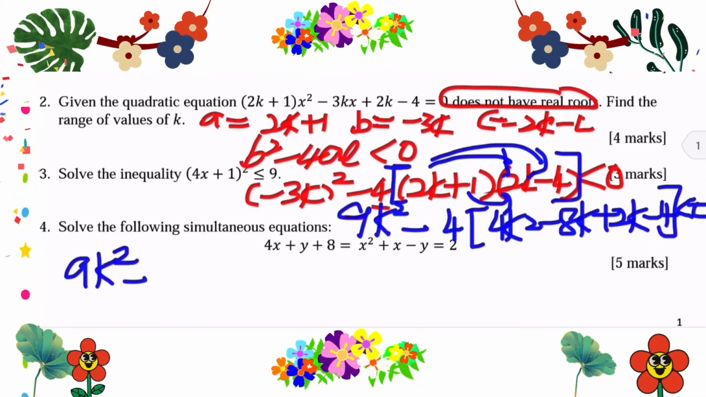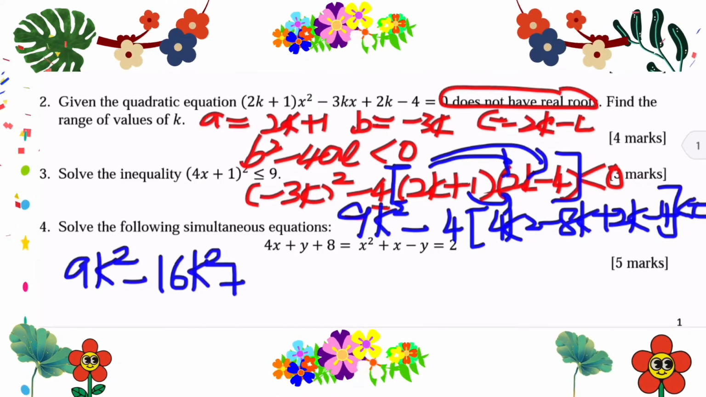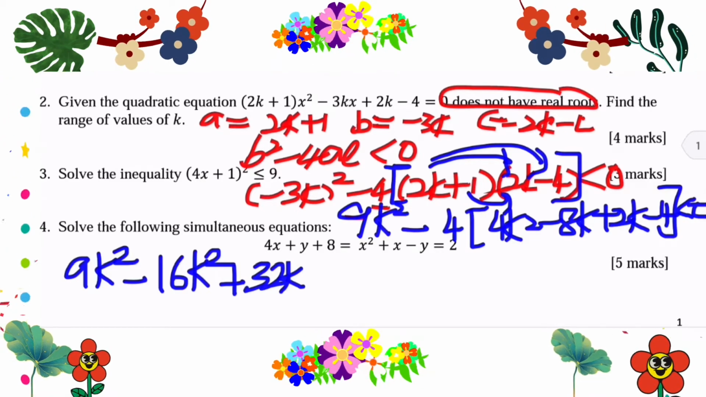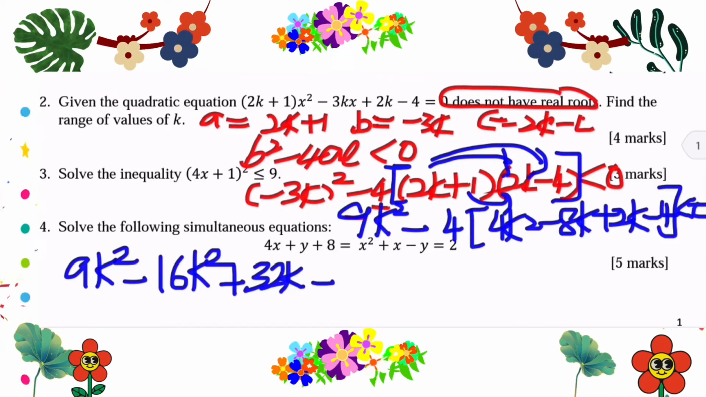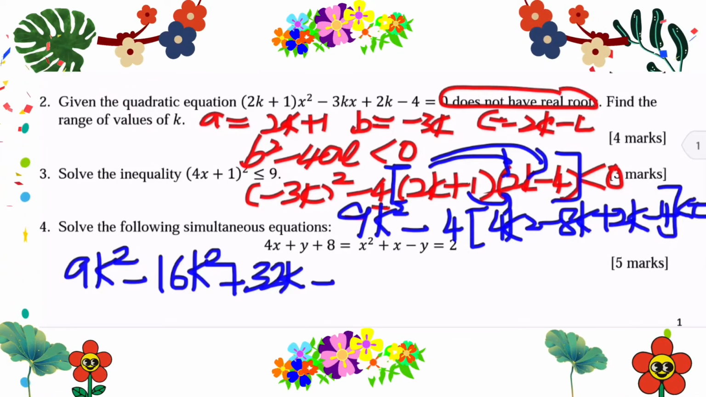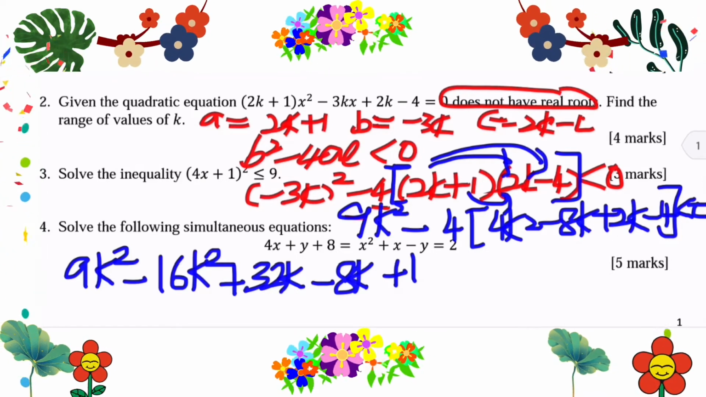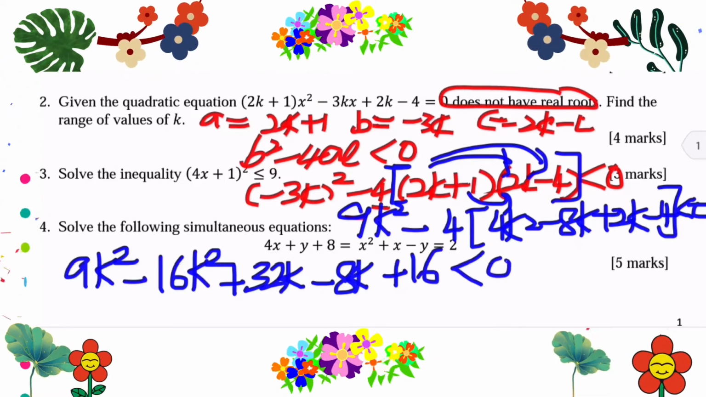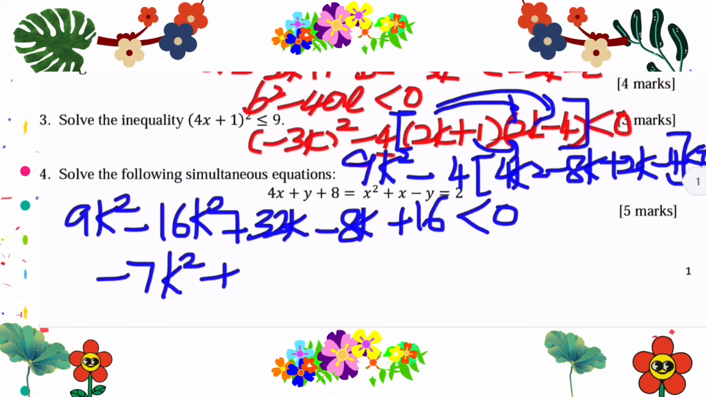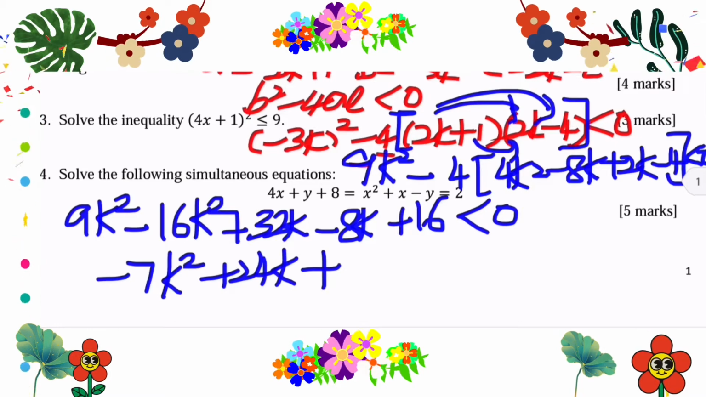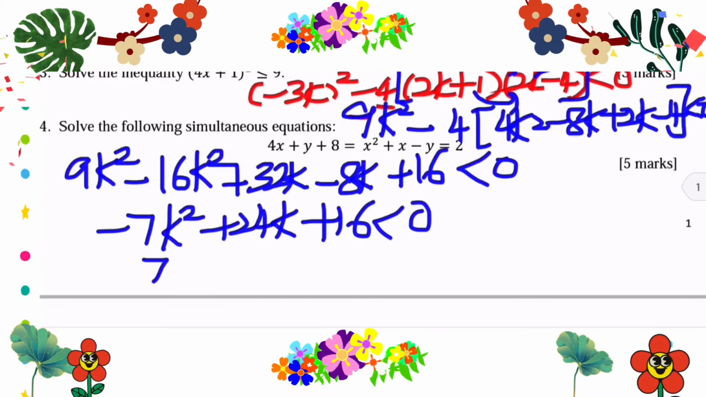It is a must to write less than 0 all the time. 9k², further expansion, we will multiply the −4 with every term in the bracket. So −16k², and then +32k, and then −8k. You can simplify to −6k, right? And then finally the last one is +16 < 0. So if we simplify further, we will get −7k² + 24k + 16 < 0.